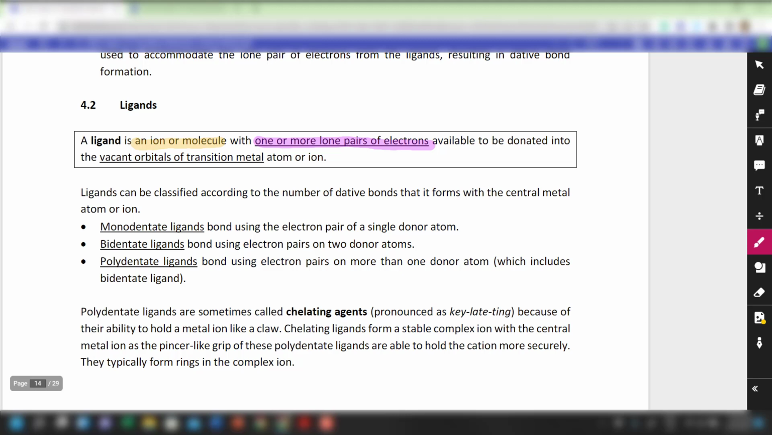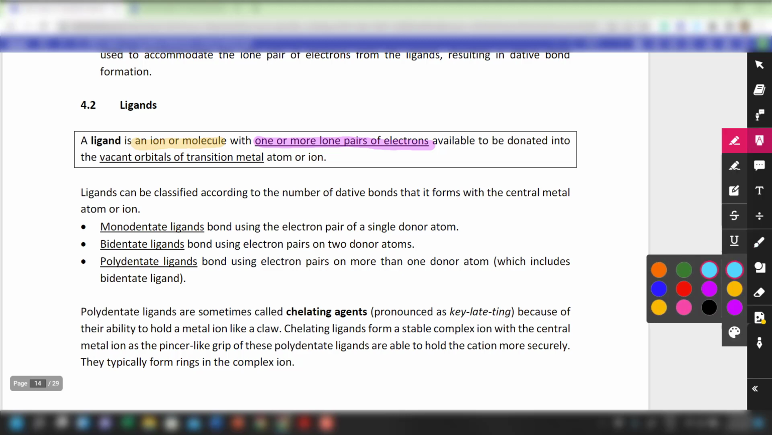Then we classify ligands as -dentate. If there's only one coordinating site, we call it monodentate. Two coordinating sites, we call it bidentate. Some of you might be wondering, why not didentate, right? These are all legacy issues.